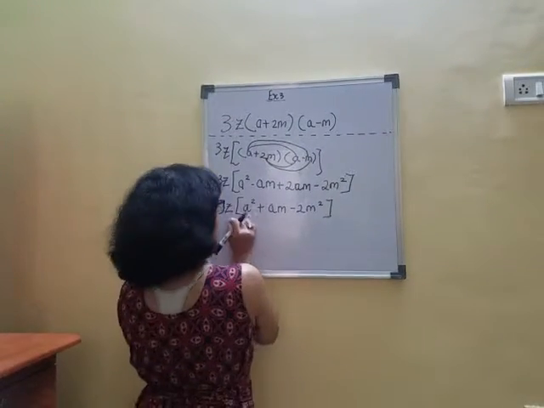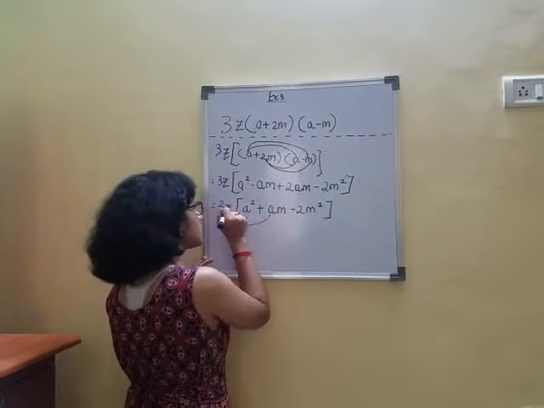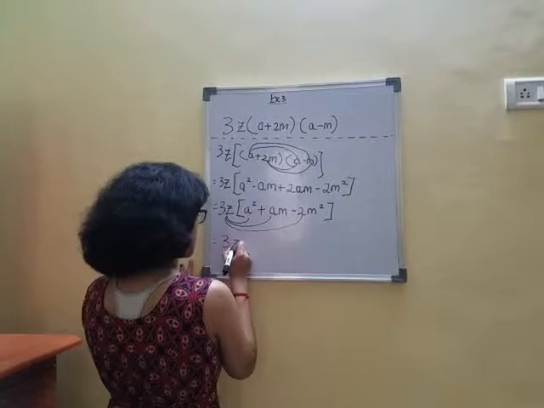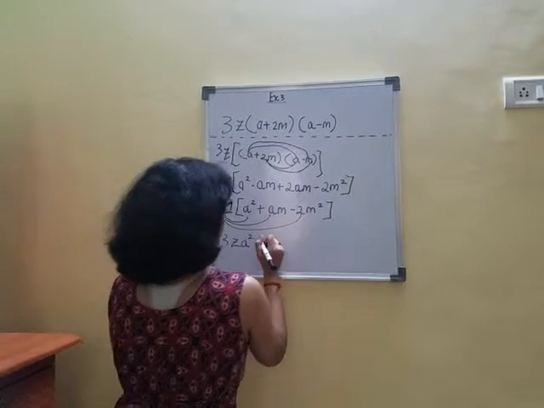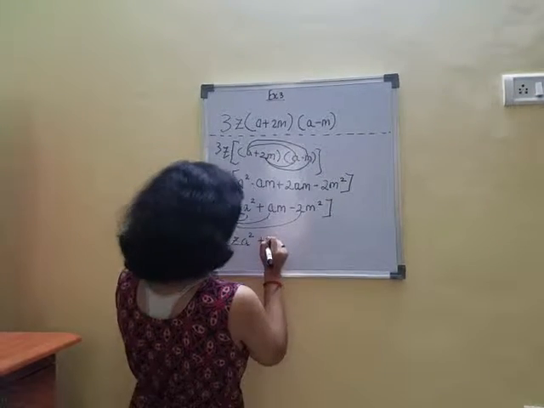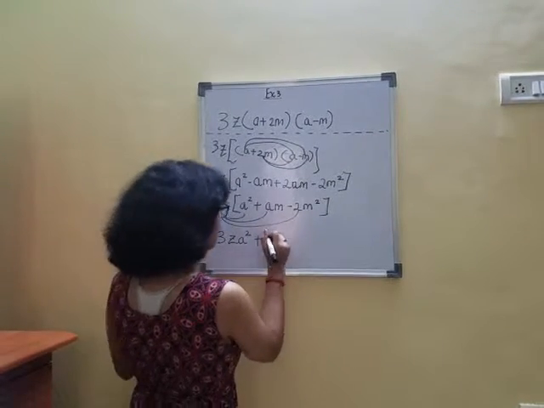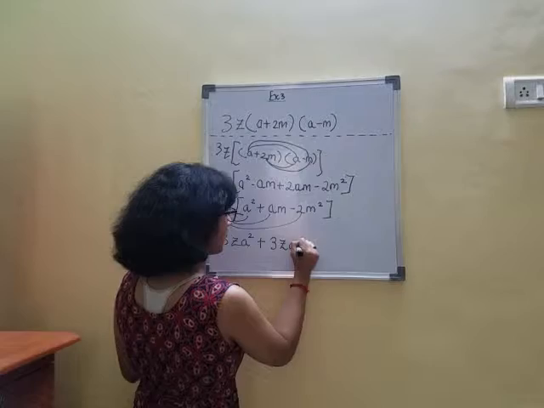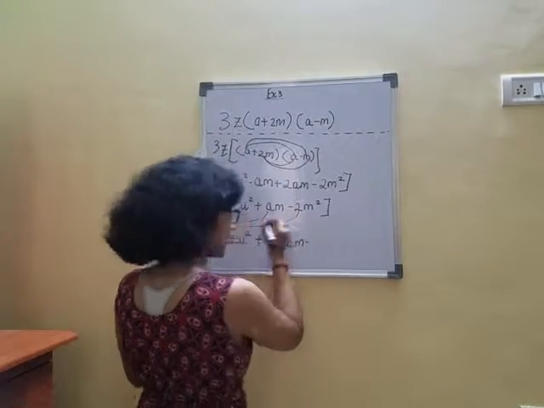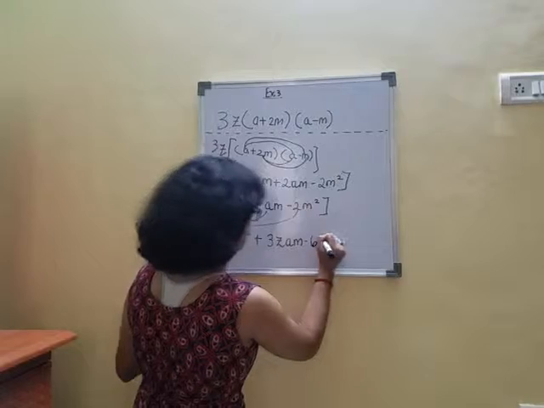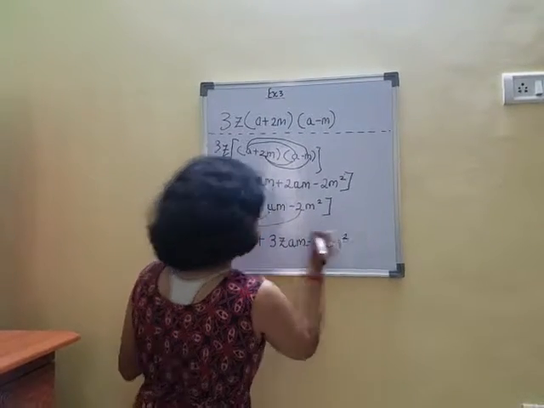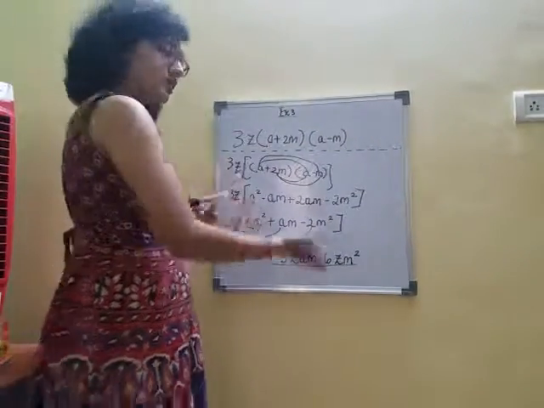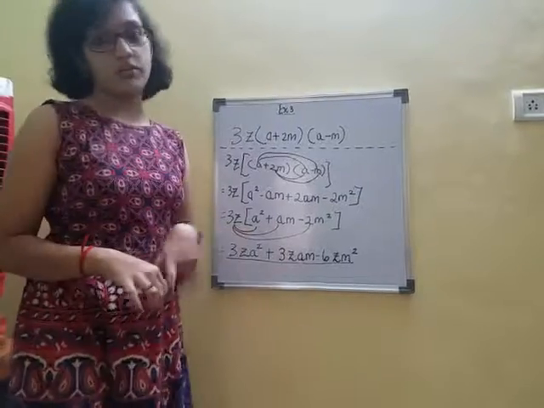So now we are going to distribute this to every single term here, which is going to equal 3za squared plus 3zam minus 6, 3 twos are 6, 6zm squared. This will be your final answer. I'm not going to put this in alphabetical order like I did in the extra tips, but you can of course do that if you want.